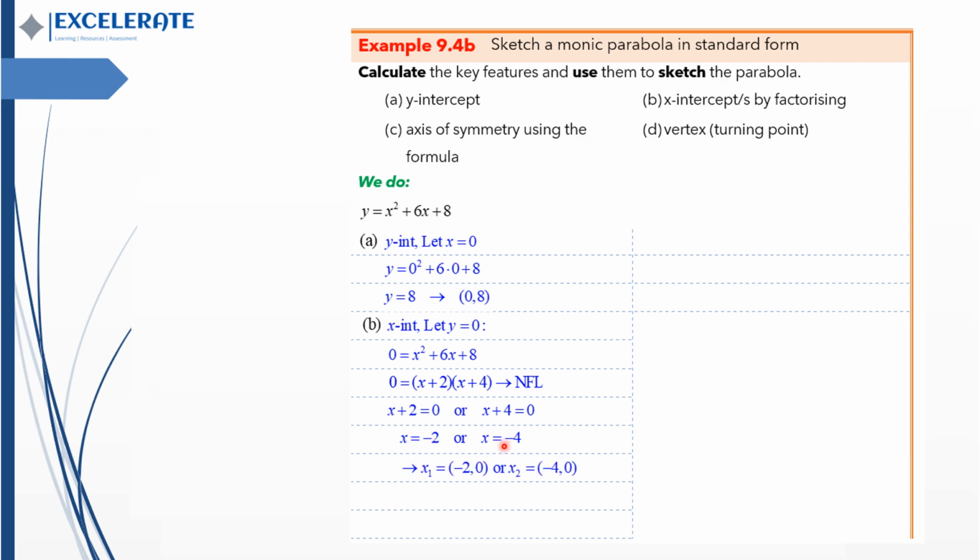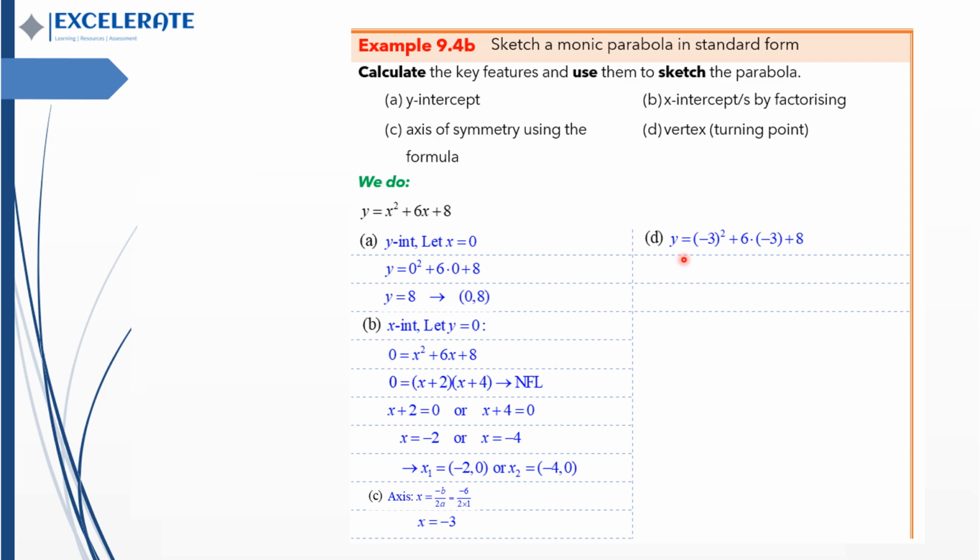This time I'm not going to use the halfway point to find the axis of symmetry. We'll use -b over 2a. So my b value is 6 and my a value is 1. So substituting them into the rule, I'll have -6 over 2 is -3. So that's the axis of symmetry, which ironically lies between -2 and -4.